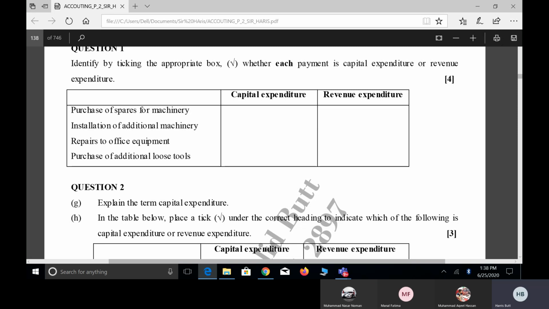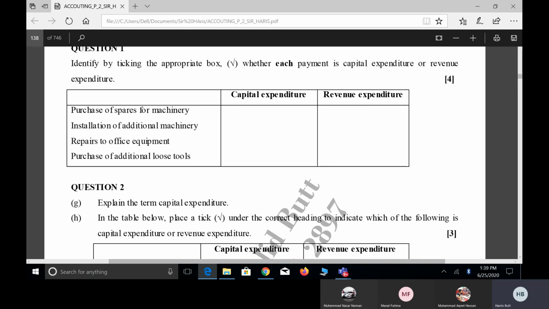Installation of additional machinery, that is capital expenditure because new machinery is purchased, new machinery is installed. That is a capital expenditure. Repair to office equipment, revenue expenditure. Because repair doesn't mean that there will be an increase in the earning capacity or your asset will extend. तो इसमें वापा नहीं होगा, वो अपनी पहली वाली हालत में वापस आएगा. आपकी गाड़ी खराब हो जाती है, उसकी मरम्मत करवाई, फिर पहली वाली हालत में वापस आ जाएगी, तो उसमें नई चीज़ तो नहीं लग जाएगी, उसकी स्पीड डबल तो नहीं हो जाएगी. तो रिपेयर टू ऑफिस इक्विपमेंट इज स्टिल अ रेवेन्यू एक्सपेंडिचर एंड इट्स अ नॉर्मल एक्सपेंस.